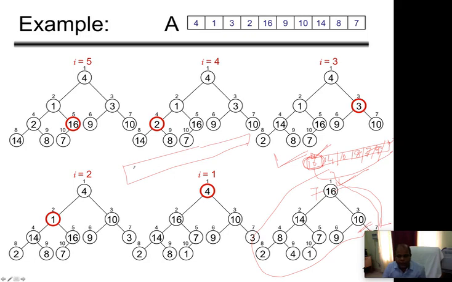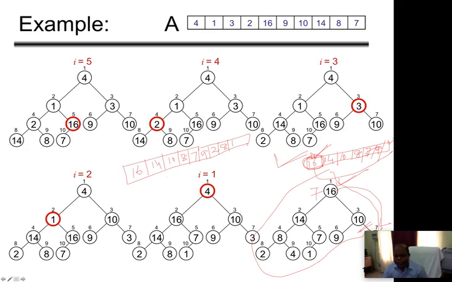See here what is happening. 16, 14, 10, 8, 7, 9, 2, 8, 1. Okay, that means here what is this element?